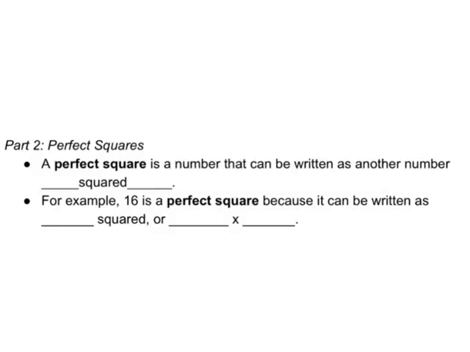Part 2, perfect squares. So a perfect square is a number that can be written as another number squared. For example, 16 is a perfect square because it can be written as what number squared? Right, as 4 squared. 4 squared is the same as 4 times 4.